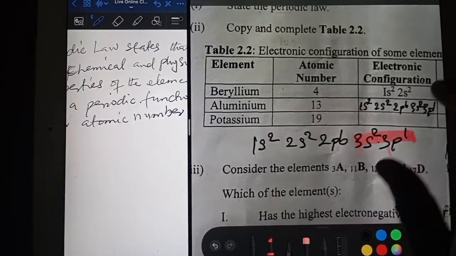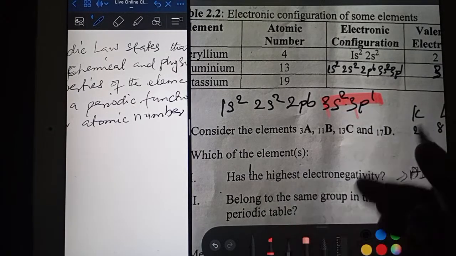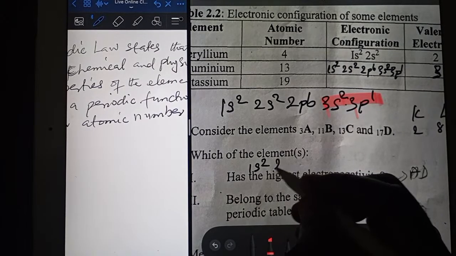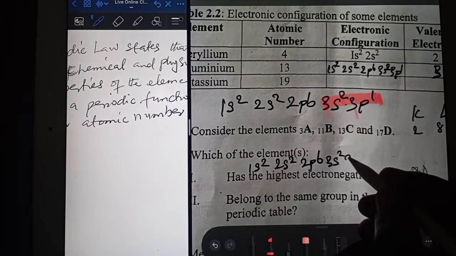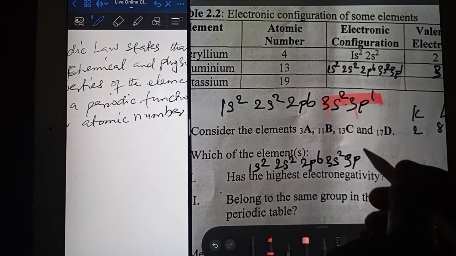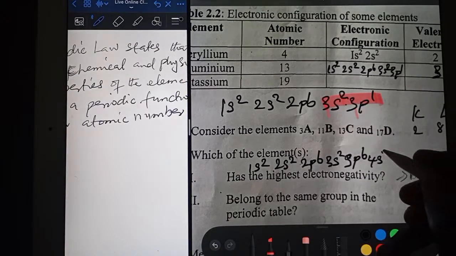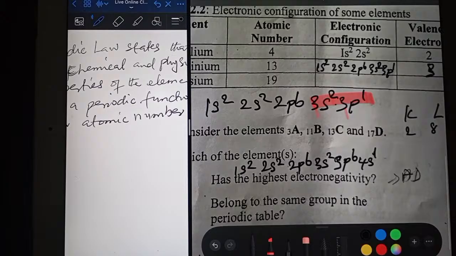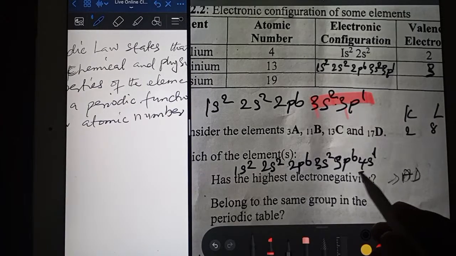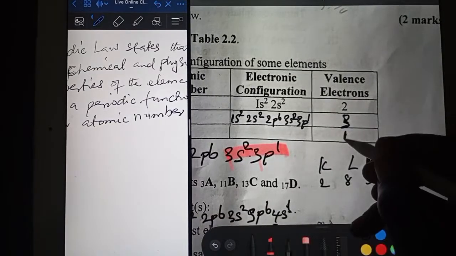Then looking at potassium is easy. You also write it: 1s2, 2s2, 2p6, 3s2, 3p6, then 4s1. 2, 2, 4, 10, 12, 18, 19. So that's it. Now, what's the valence electron from what I told you? The highest number is 4. We don't have another 4 again, which has only 1 electron here. So it is also 1.